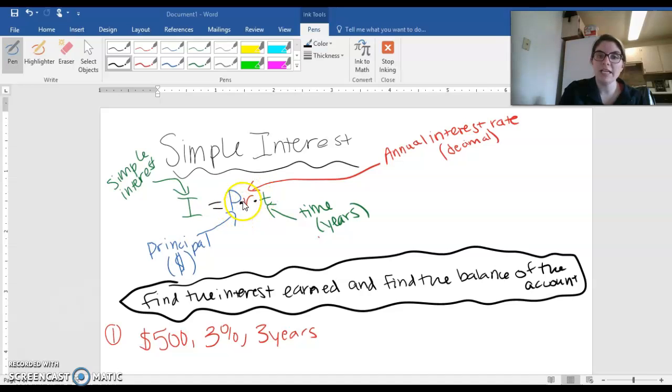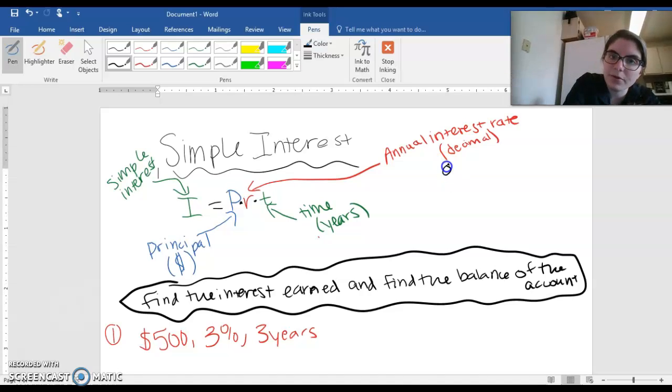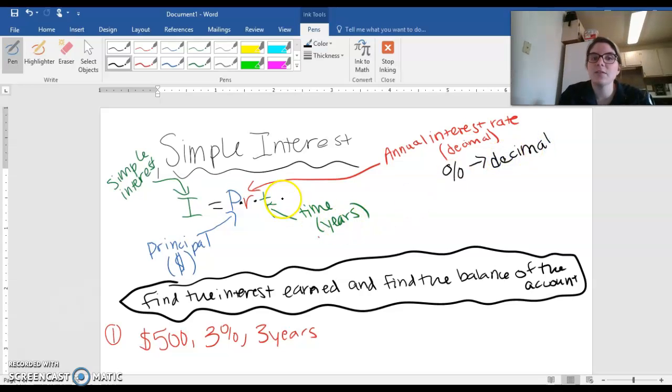We have our rate, which is our annual interest rate, and we're always going to want that to be a decimal. Usually they're going to give it to us as a percent, and we'll have to change it to a decimal. So let's go ahead and write down here. So we're going to go from a percent and we're going to change it to a decimal. And then our last one is going to be our time, and it's going to be in years. So a lot of times they'll give it to you in years, sometimes they'll give it to you in months, and then you have to change it to years.